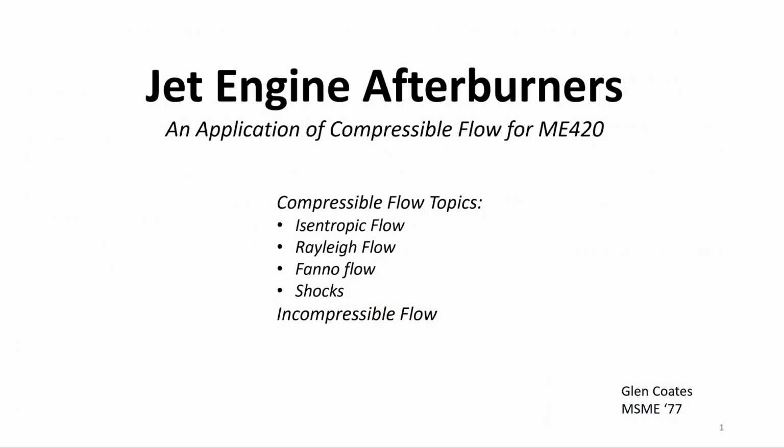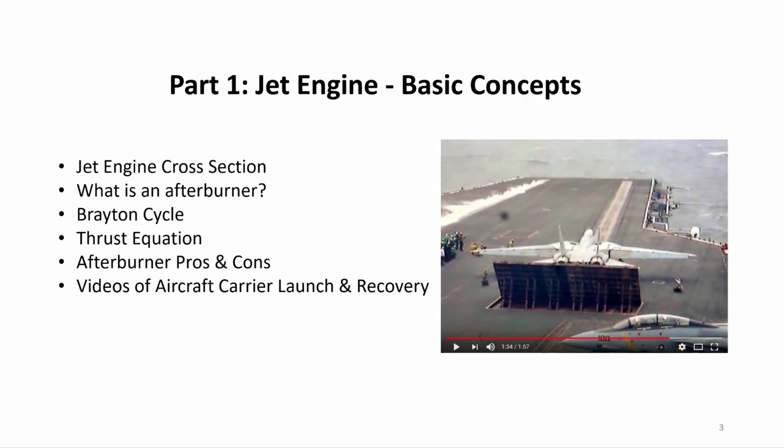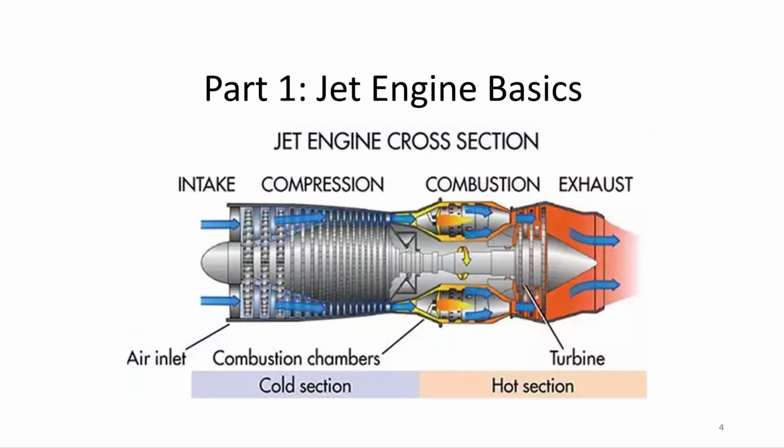Jet engine afterburners. This is an application of compressible flow for ME420. Now, in this first presentation, we're going to be talking about isentropic flow, Rayleigh flow, Fano flow, and shocks, and then incompressible flow. Jet engine concepts. First, we look at a jet engine cross-section. What is an afterburner? We'll talk about the Brayton cycle, which is the thermodynamic cycle for this engine. Then we'll look at the thrust equation, the afterburner pros and cons, and then videos for an aircraft carrier launch and recovery.